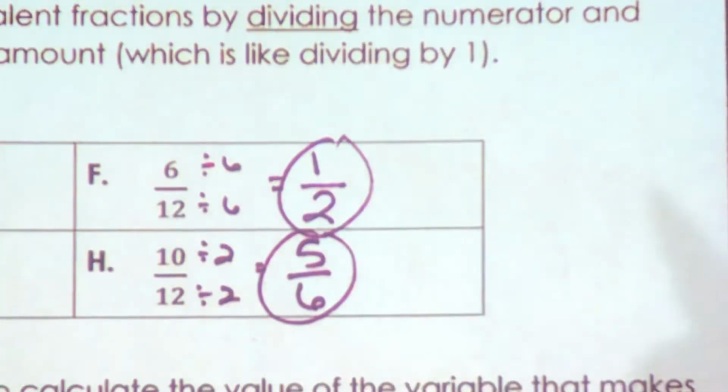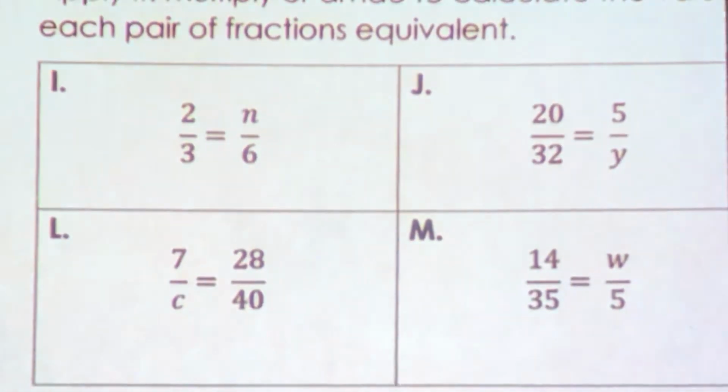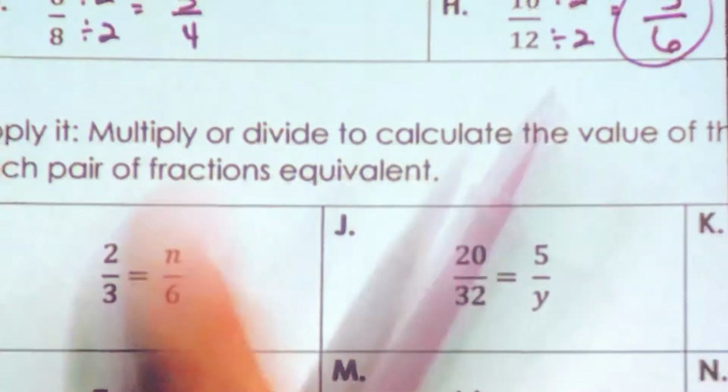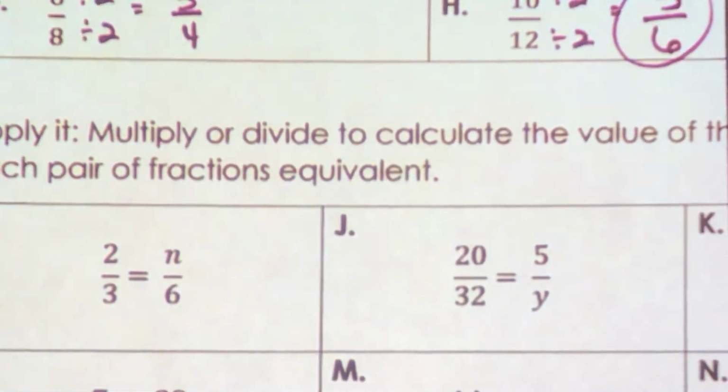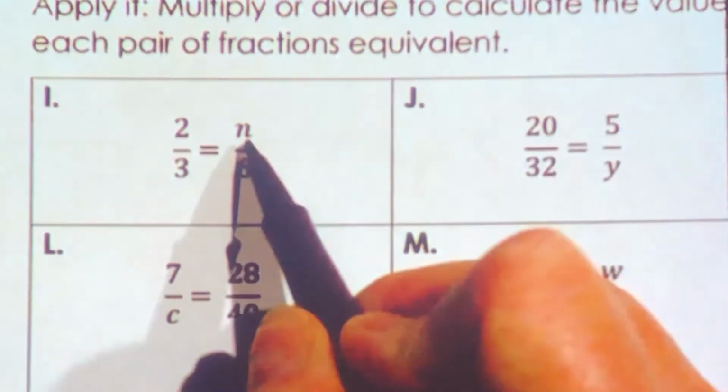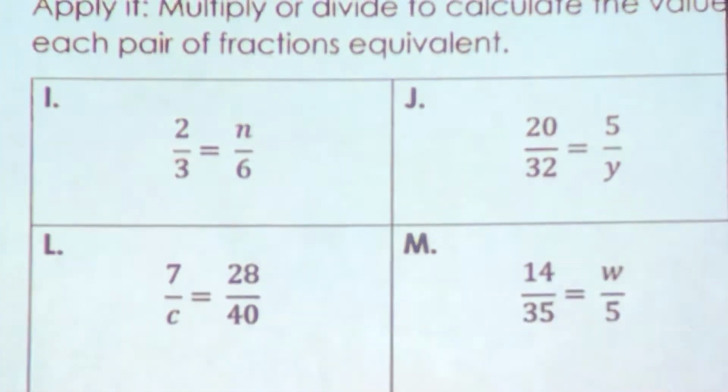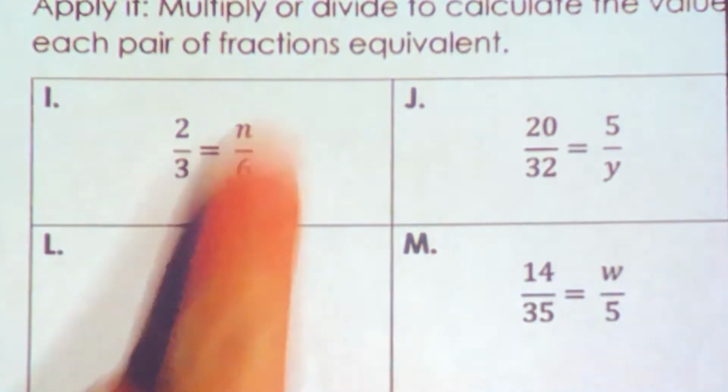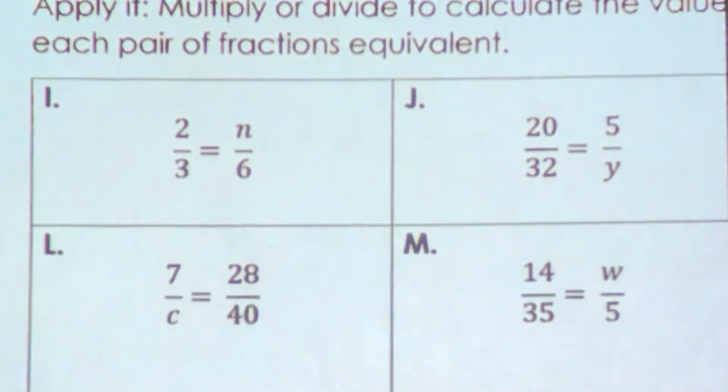So why do we need to know that? Well, we'll need to know that when we're trying to add and subtract fractions with unlike denominators, but we also need to know that when we're trying to figure out a value that would make two fractions equivalent. So if we look down here, it says apply it. Multiply or divide to calculate the value of the variable that makes each pair of fractions equivalent. So basically all this is saying is, what does this variable n have to be in order to make 2/3 and n/6 equivalent to one another?